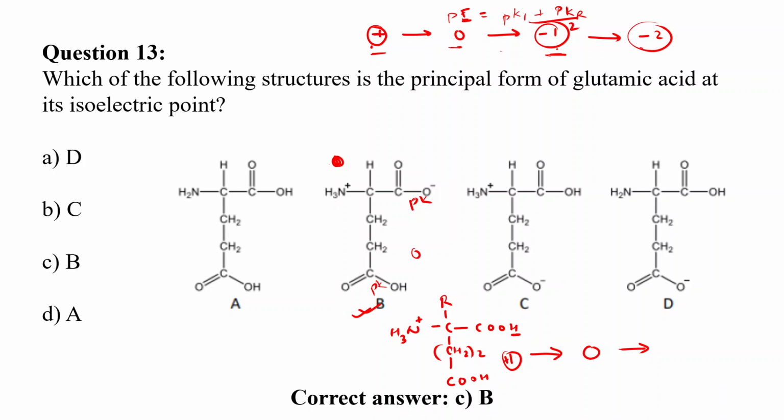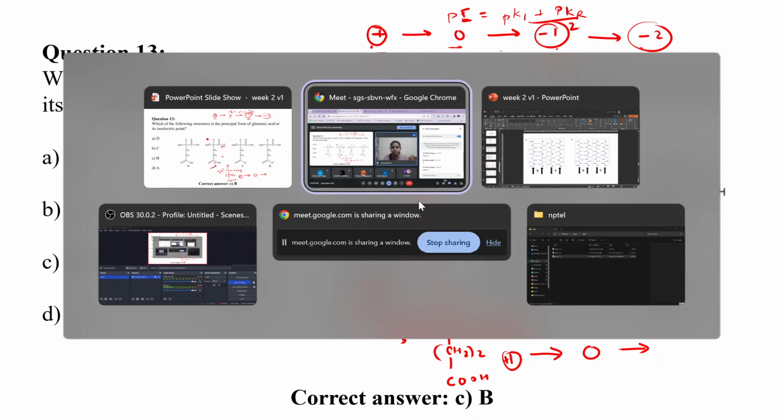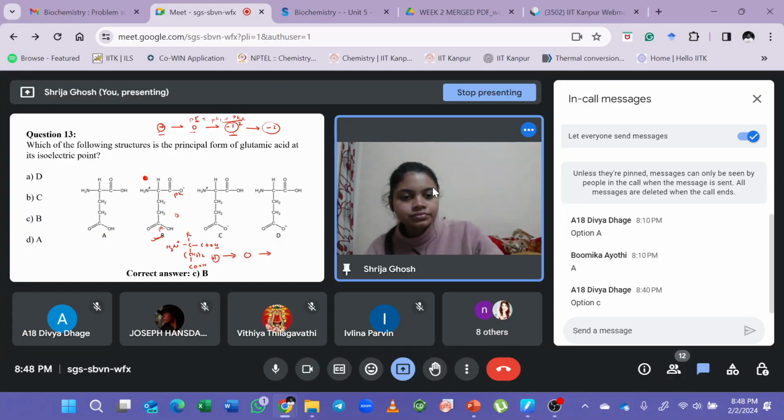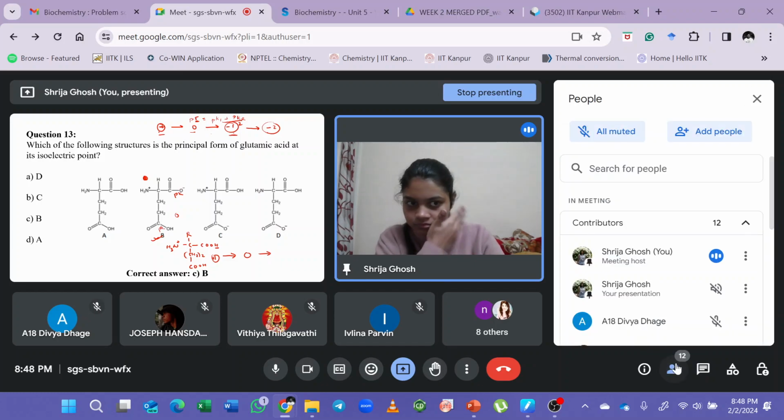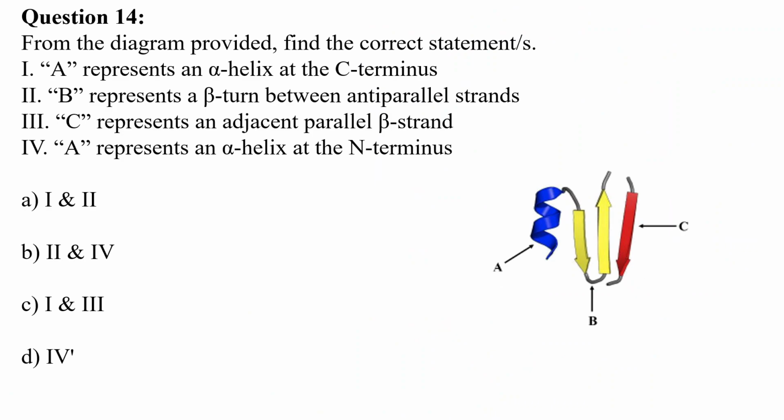They have an easier access to release the protons than the amino group. Since amino groups are basic, they cannot release the proton that easily. Any doubt? Sorry. So the next question, question number 14.